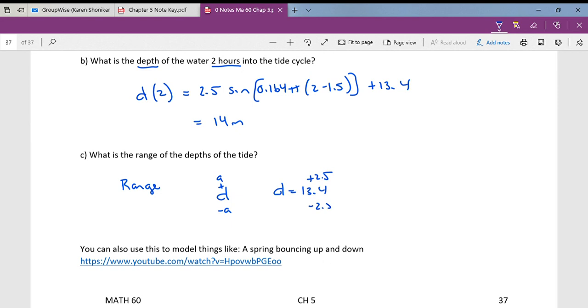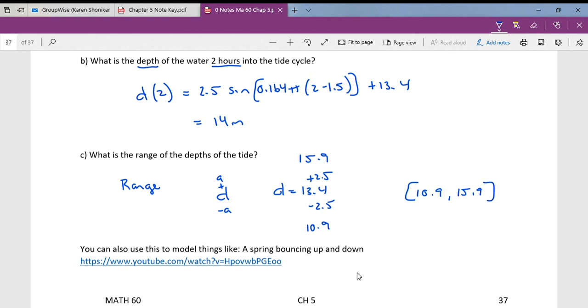So if you looked for your range of depths, it's going to go up to 15.9 and it's going to go down to 10.9. So if you looked at what the range of depths could be, it's anywhere from 10.9 to 15.9 would be the range.